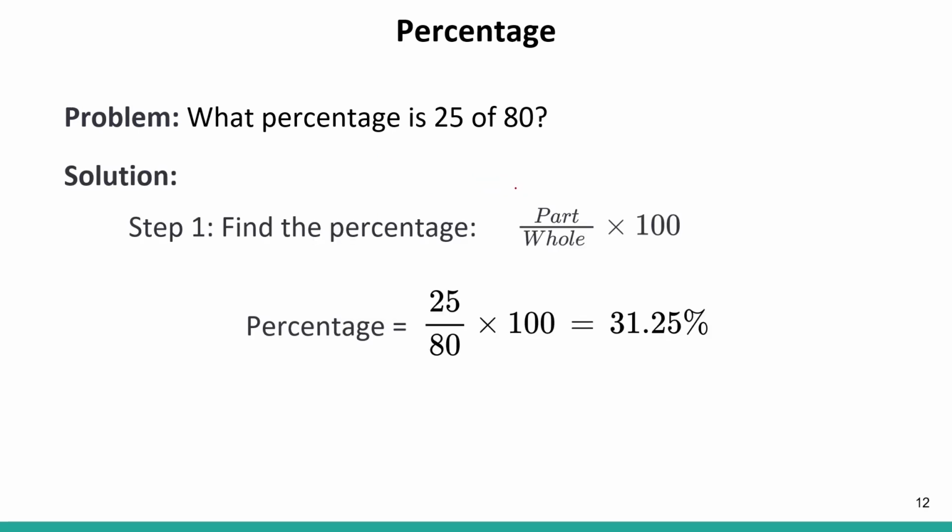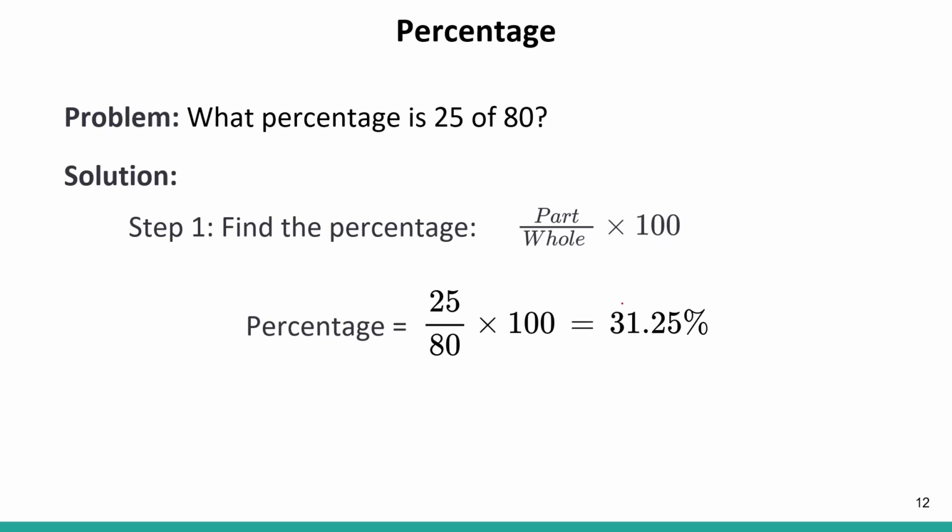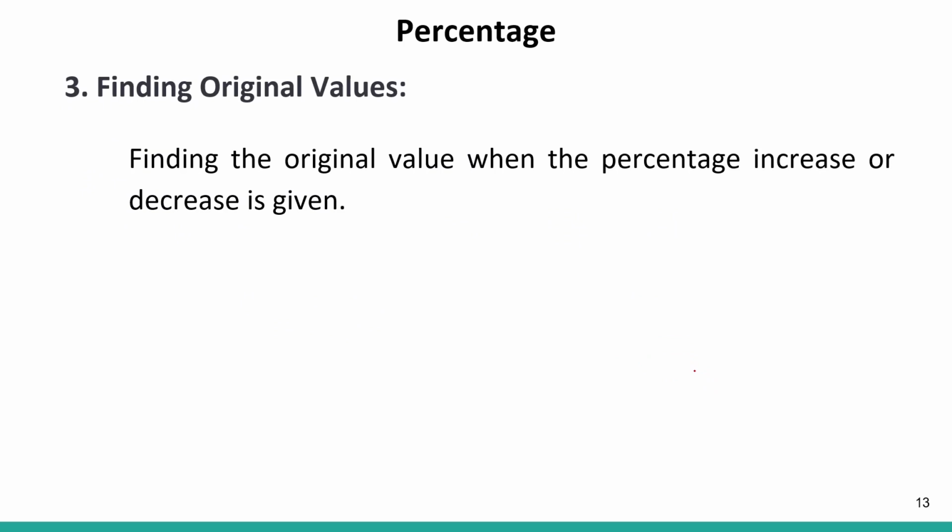So what you do is you get part by whole into 100. So multiply this by 100. So this will be 4, 25, and then what you have is 125 by 4. Okay, this will be equal to 31.25%. Okay, so what percentage is 25 of 80? It will be 31.25%. So this is the final answer.